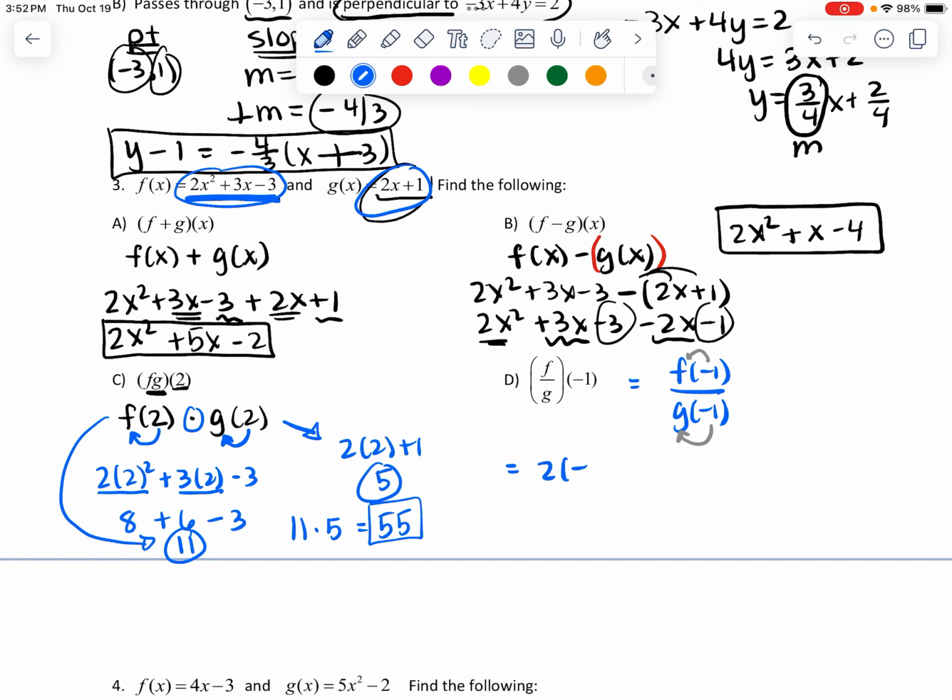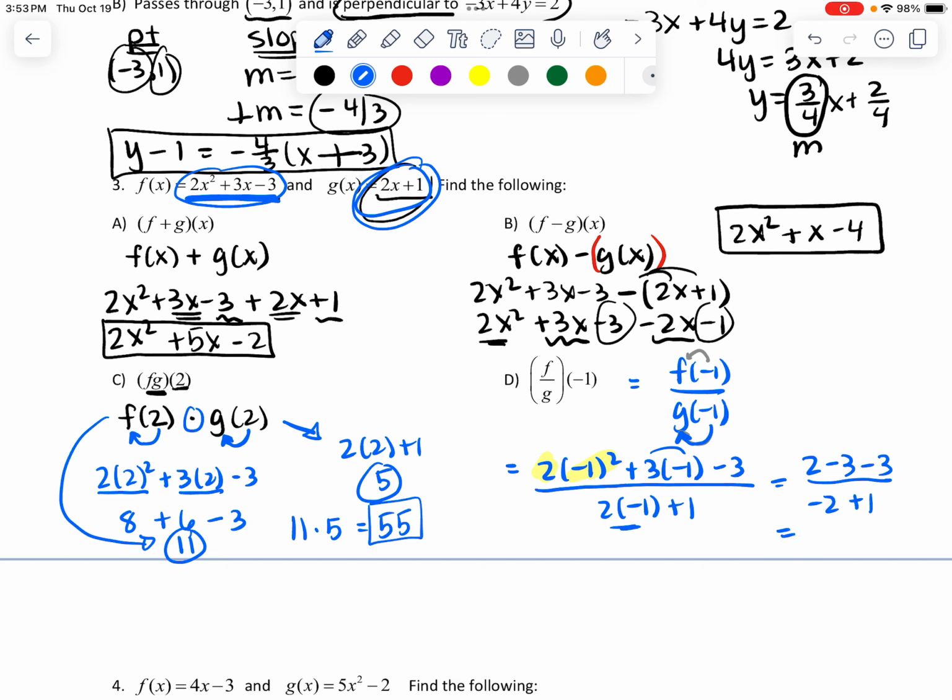So this is 2 times negative 1 squared plus 3 times negative 1 minus 3, all over, take all the negative 1s and plug them into g. So here's g, so it's going to be 2 times negative 1 plus 1. And then evaluating this, negative 1 squared is 1. 1 times 2, that gives me 2. 3 times negative 1 is negative 3, and then I have a minus 3 at the end. Then 2 times negative 1 is negative 2 plus 1. So this ends up being negative 1 minus 3 is negative 4 over negative 1, which equals 4. Okay?